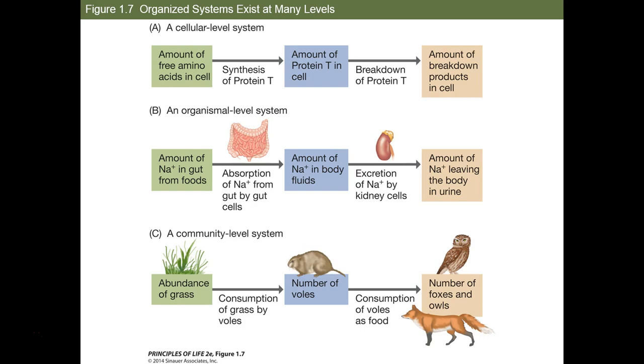Sometimes these concepts of biological systems can be a little confusing for students. Sometimes it is best to think of these as steps, which they are. So with our previous example, the first step is the amount of free amino acids, the second step being the amount of T protein. This occurred due to the synthesis of T protein. The third step is the breakdown of cell products. To get to this step, the T protein needs to be broken down.